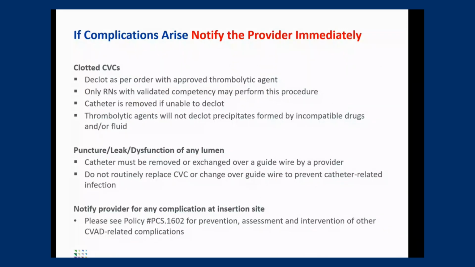A couple of complications. If we have any clotted CVCs, the provider should be notified immediately. They can sometimes give something called Cathflo. If there's any punctures or leaks at the site, this is why it's so important to not use scissors when changing the dressings, because sometimes it's really easy to nick the catheter. If this happens, there's a chance that the line could be changed over a guide wire, but we try to prevent that.